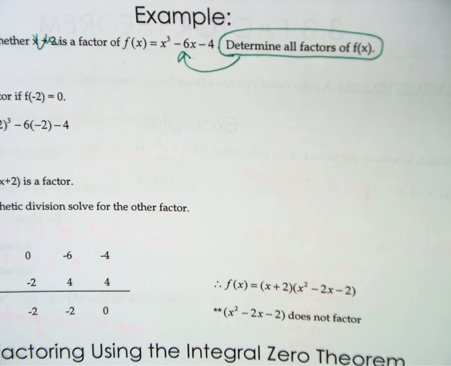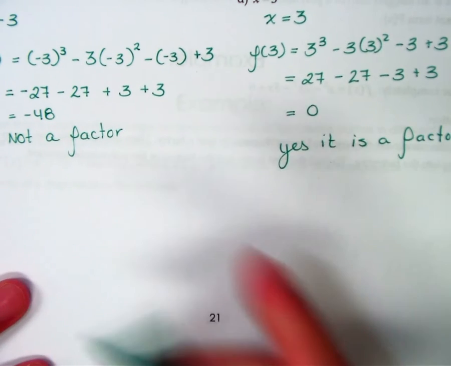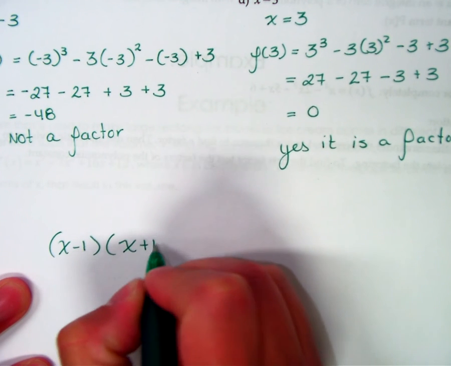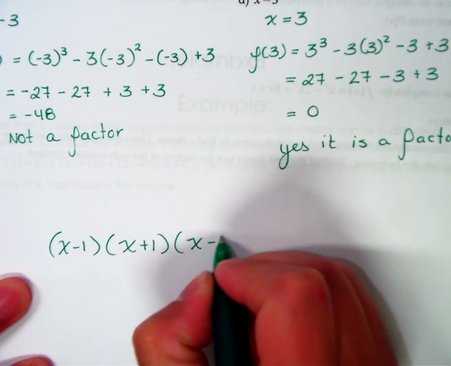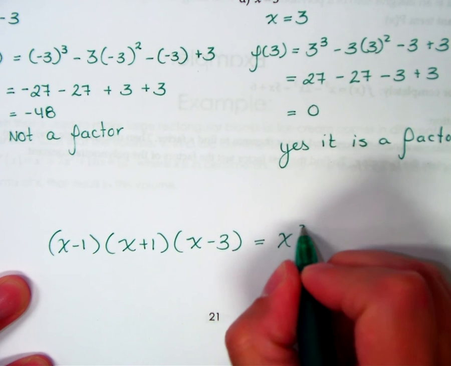So you need to break it down into all the factors. On our last page, we knew that x minus 1 was a factor, we knew that x plus 1 was a factor, and we knew that x minus 3 was a factor. If we multiply all those together, we get back to the original.